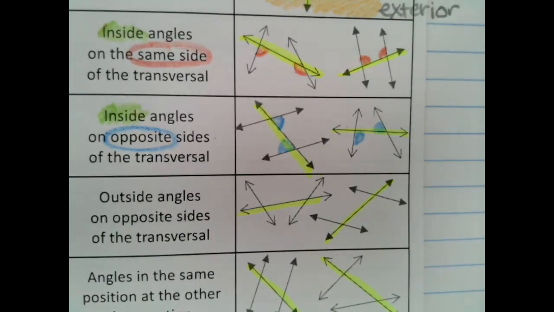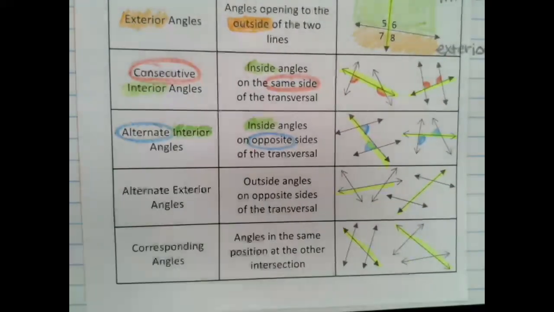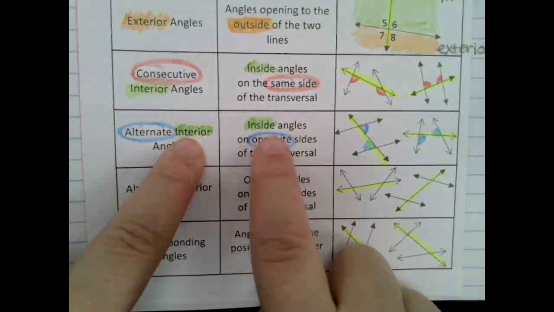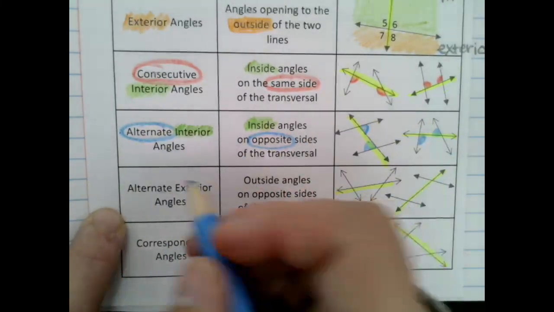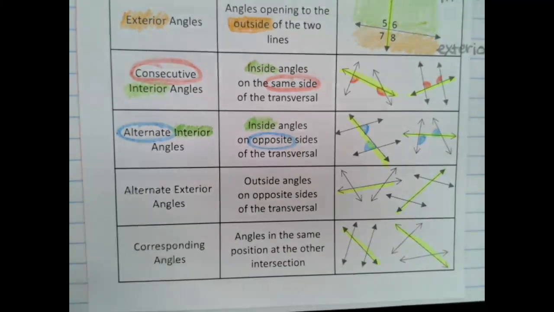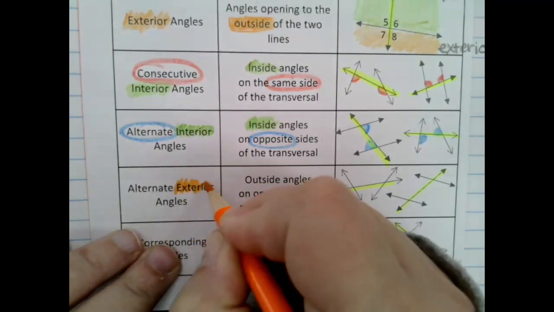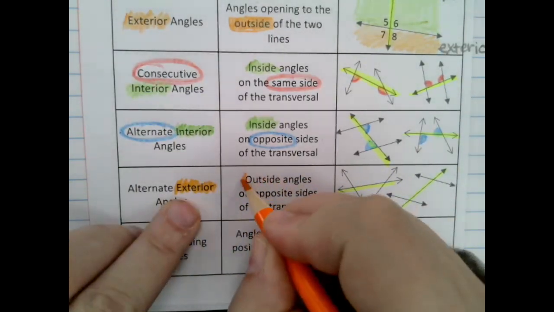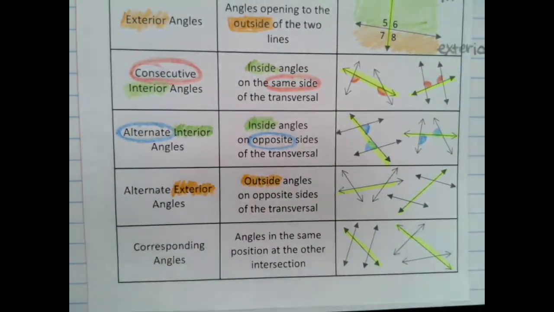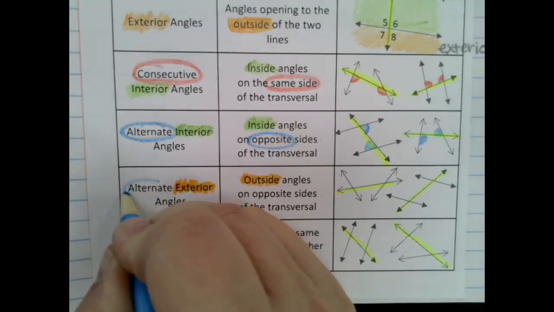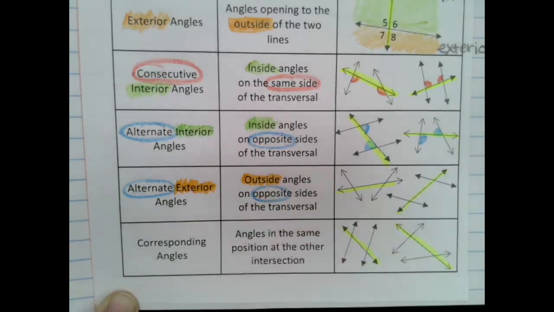All right, two more. Now we have alternate exterior. So knowing that alternate means opposite, interior meant inside, what would alternate exterior mean? Good, outside. And what does alternate mean again? Switching, good, or opposite. So exterior is outside. And that word alternate, again, means opposite. So opposite angles on the opposite sides of the transversal.